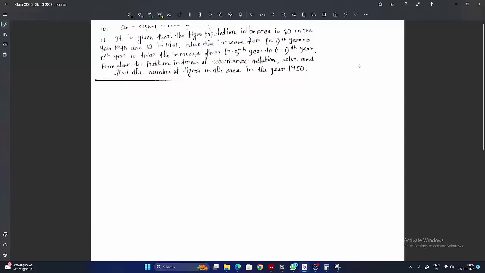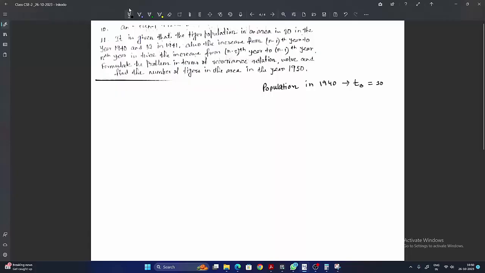So here it is given that the tiger population in an area is 30 in the year 1940. So if I start with that population in 1940 as, suppose, T0, that means it is the initial year, we are taking that. So 1940 is T0, the 0th year, and here the T0 value is equal to 30.